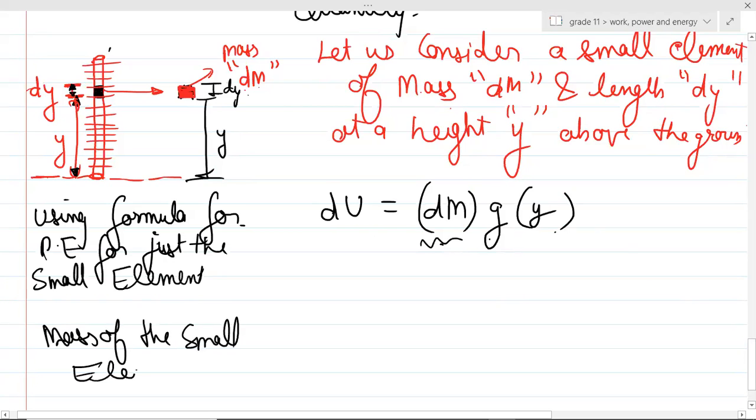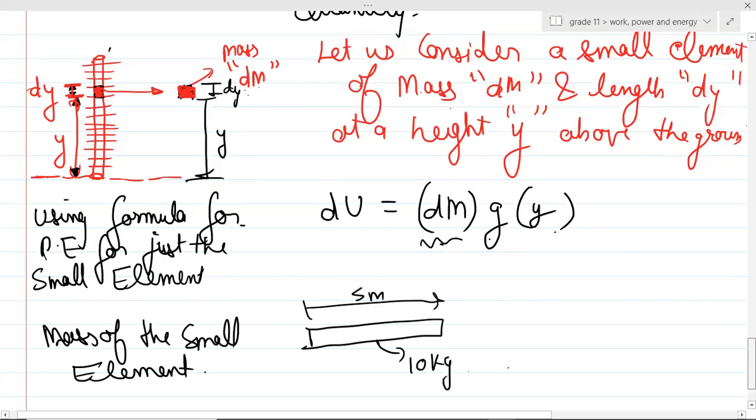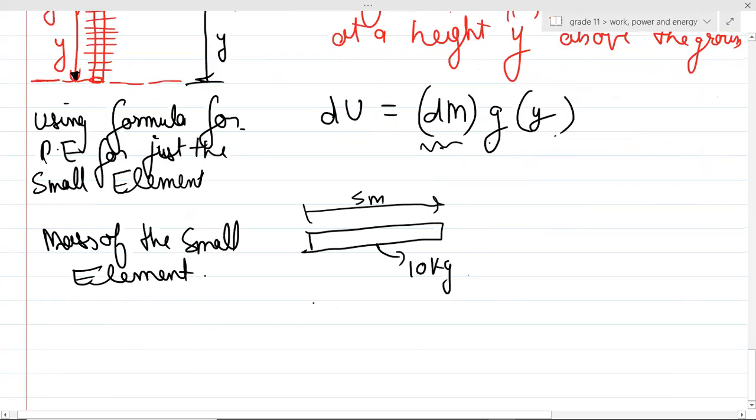But I'll give you one example. Suppose, guys, there is a rod of length 5 meter, and the mass of this is 10 kg. I have cut this 5 meter into two small parts. This is 2 meter length, this is 3 meter length. Can you tell me what is the mass of this and this?